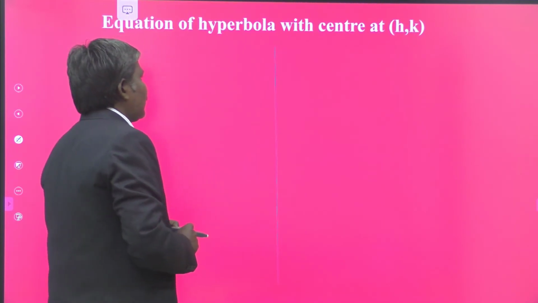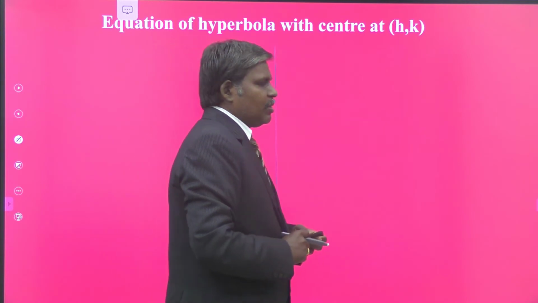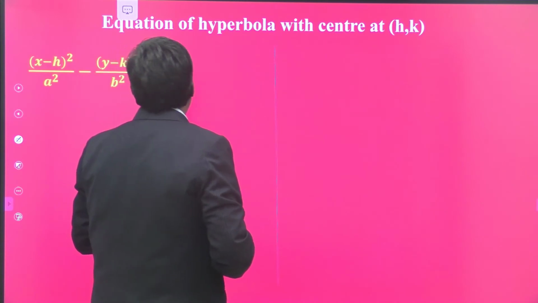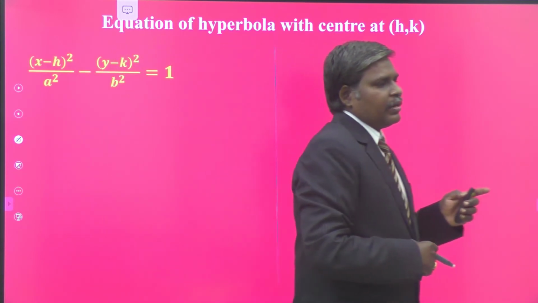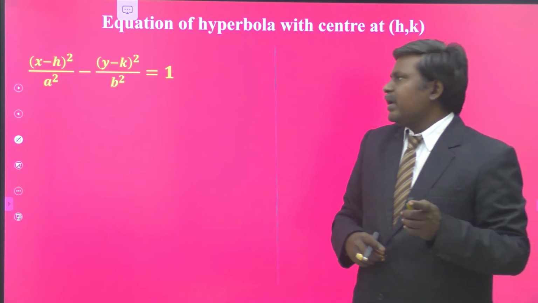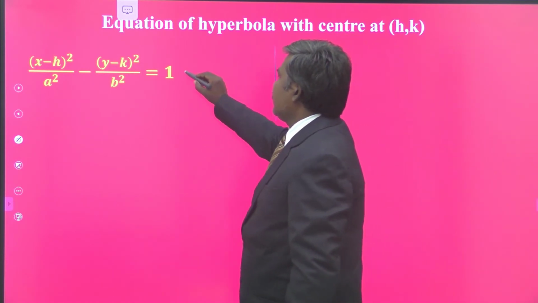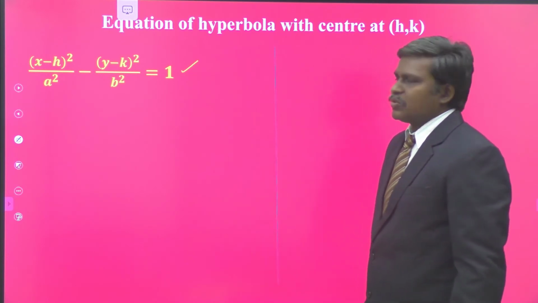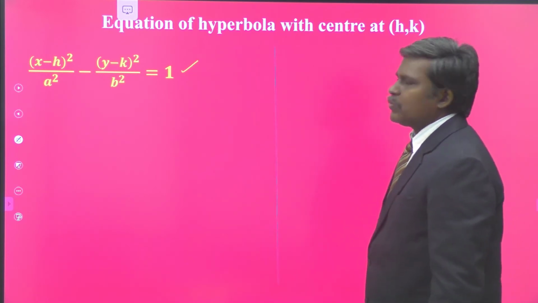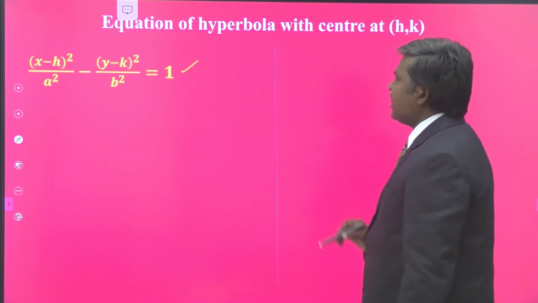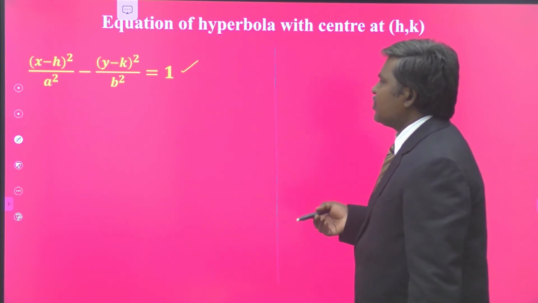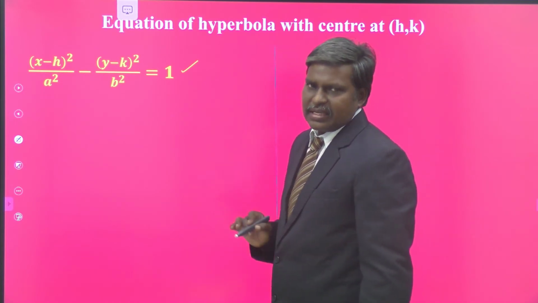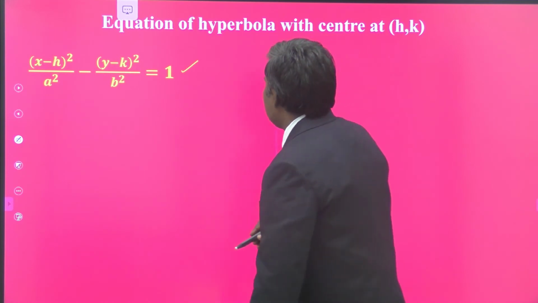Now the equation of hyperbola with center at h comma k, and your transverse axis along x-axis, is of the form x minus h whole square by a square minus y minus k whole square by b square is equal to 1. What is the center here? h comma k. The equation is like this when your transverse axis is parallel to x-axis.